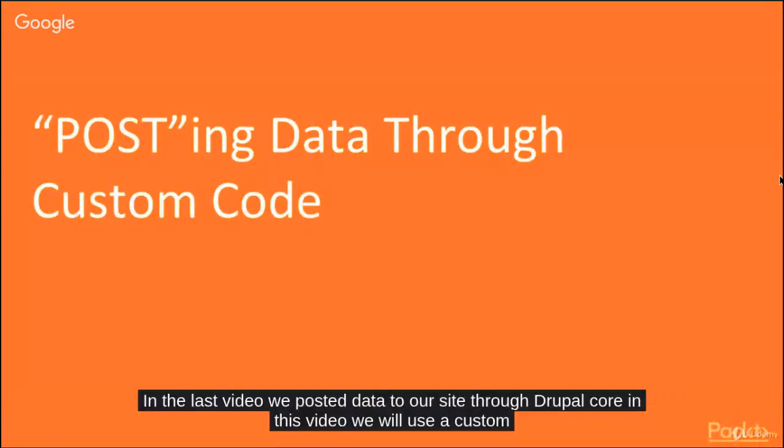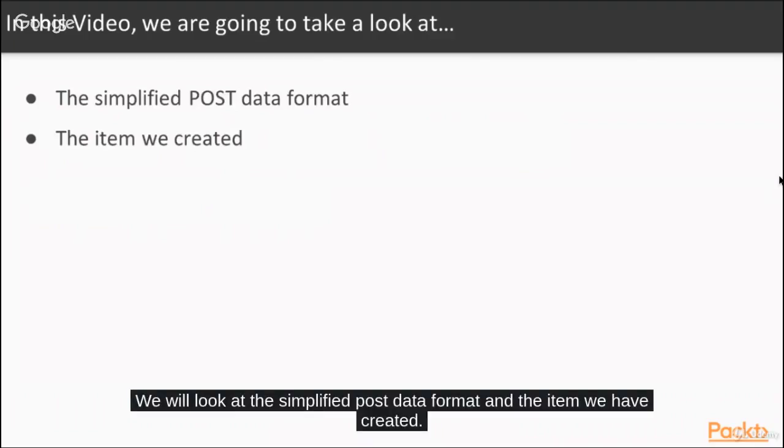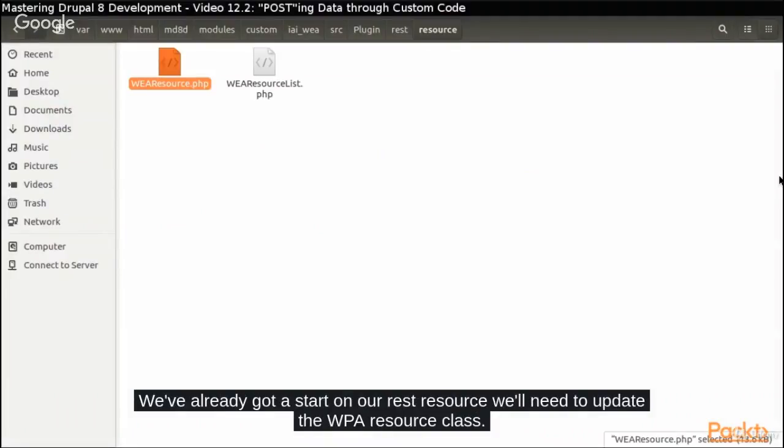In the last video, we posted data to our site through Drupal core. In this video, we will use a custom URI. We will look at the simplified post data format and the item we have created. We've already got a start on our REST resource. We'll need to update the WEA resource class.